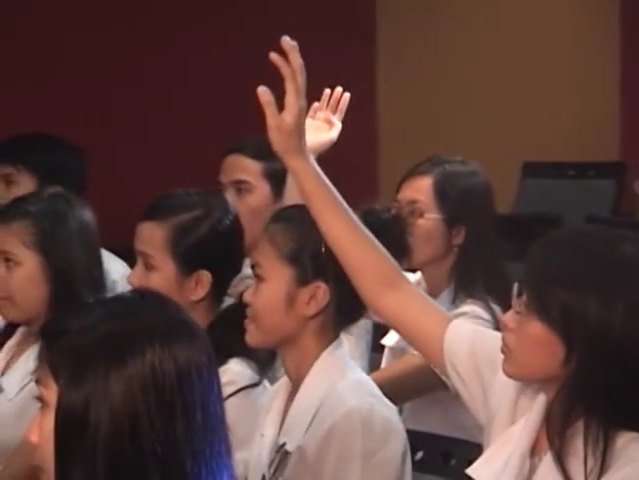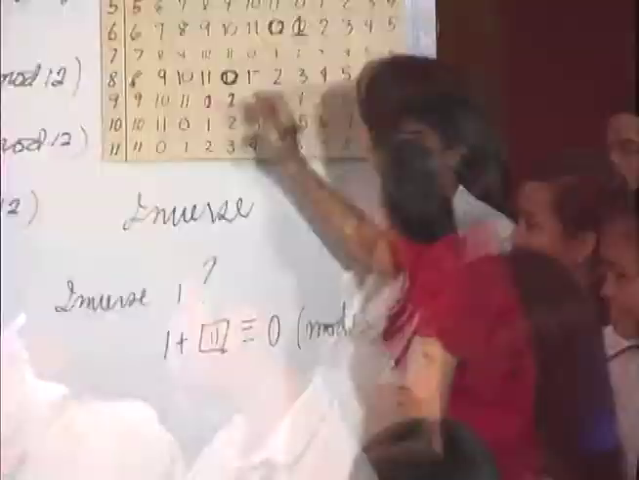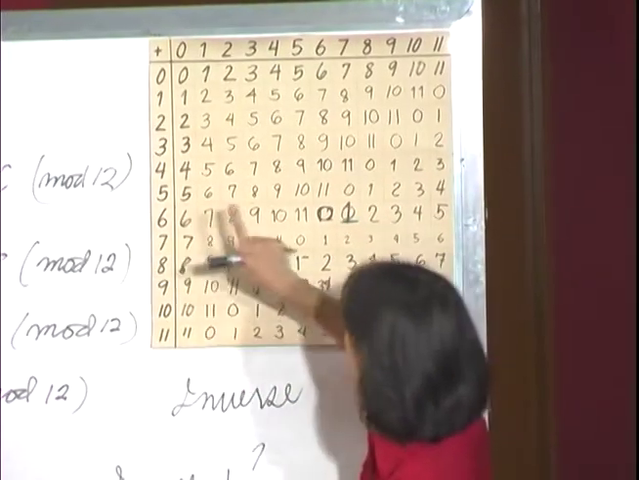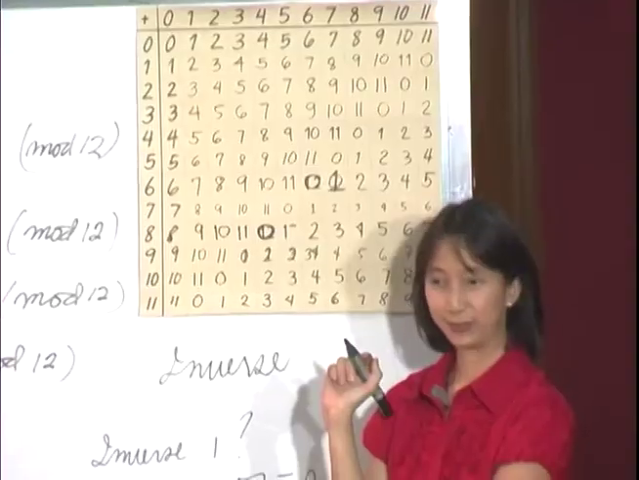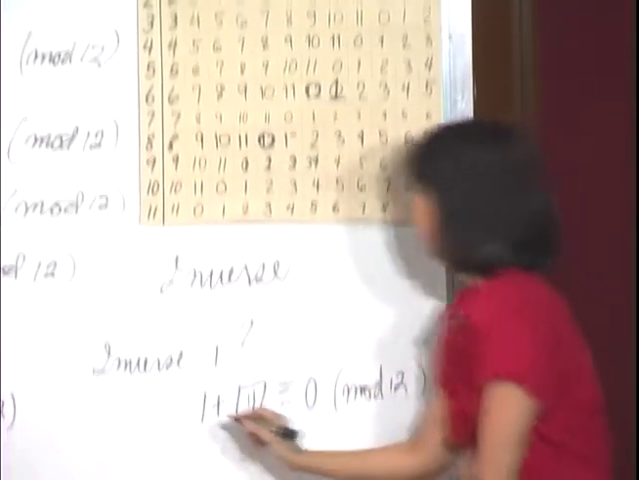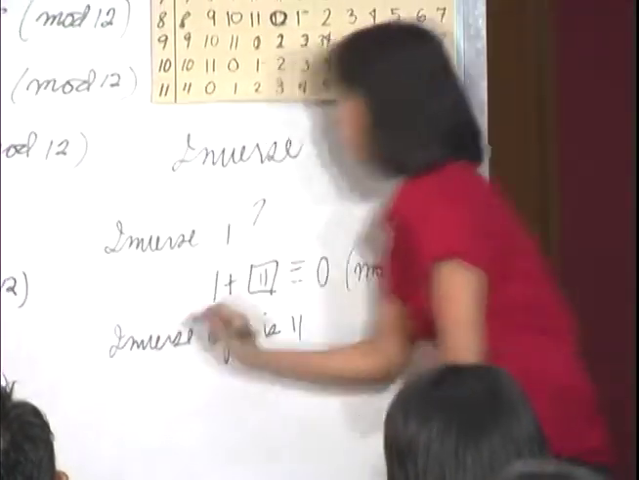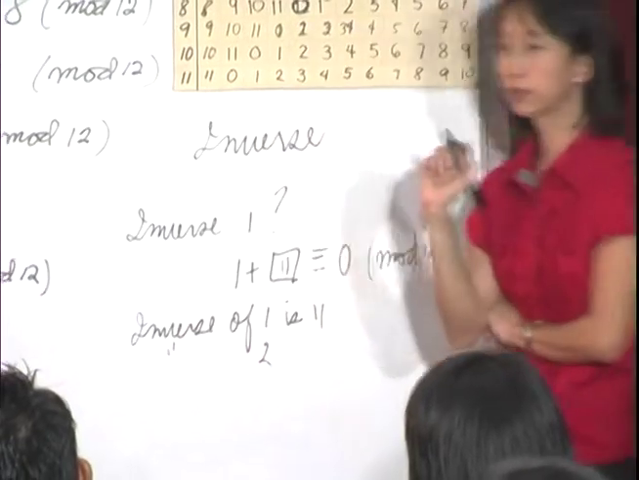Yes, Gerence? 11. Okay, 11, let's see. 1 plus 11 will give a 0, or 11 plus 1 will give us 0. All right? Yes. So the inverse of 1 is 11. Now, what is the inverse of 2?